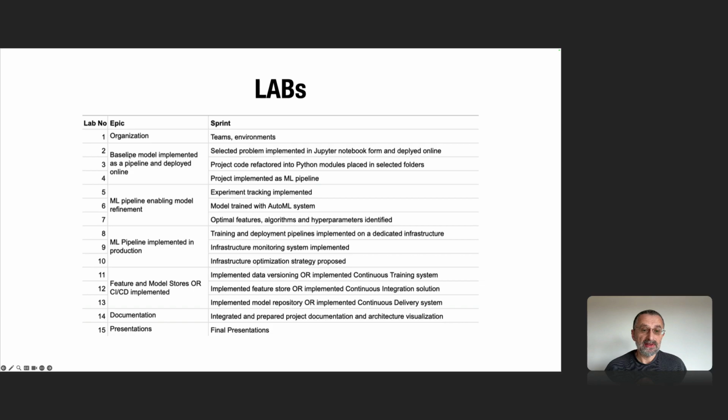Next stage is a baseline model implemented as a pipeline deployed online. So your goal would be to select the problem next. And this is, by the way, a very important part, which is quite difficult for students, as I observe. I will mention it in a second. And then take the selected problem and implement it, just very easily in Jupyter Notebook, and deploy it online, for example, Colab notebook, yeah, Google Colab.